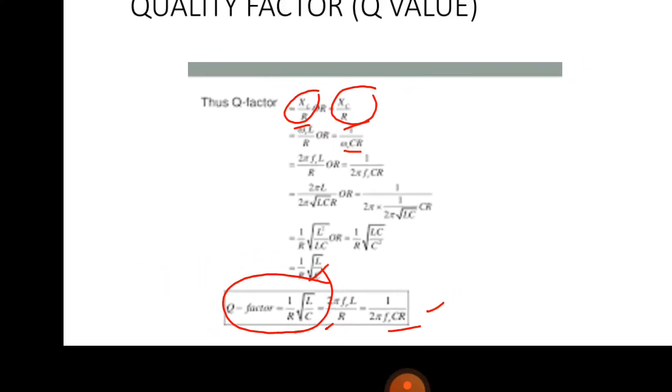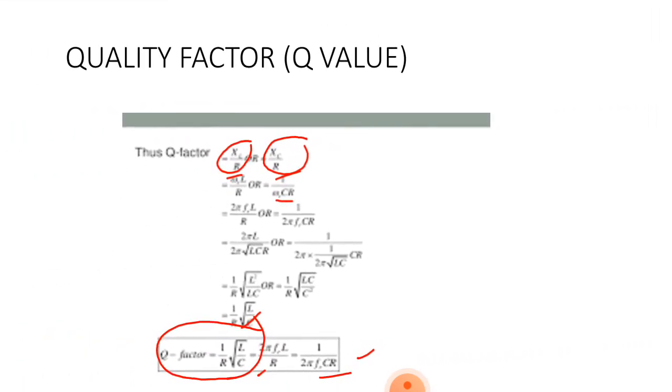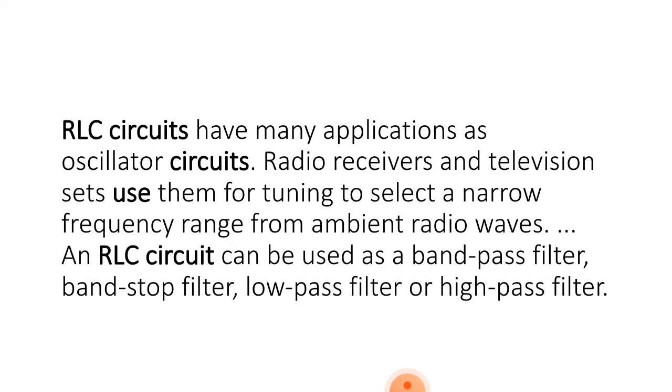So this quality factor also gives the idea how sharp the curve is. If quality factor is more, the sharpness is more and the tuning circuit works properly. This happens at lower resistance. If resistance is lower, then you will use this.